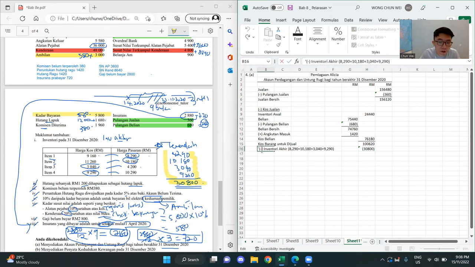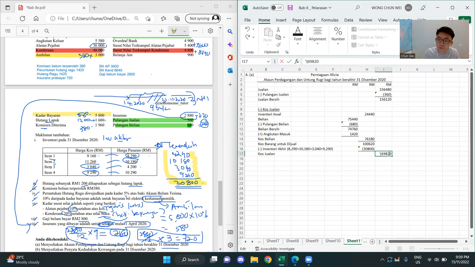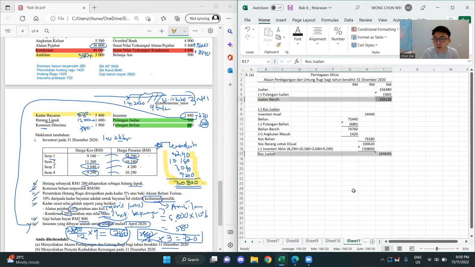This is the formula here, so you always minus out your inventori akhir in your kos column. Therefore I bracket it. After you bracket it, the amount you put here, you use the 100,620 minus the 30,800. This line, 69,820, is your figure after minus the inventori akhir, and this figure is your kos jualan. Can you see or not? From the top already say that we should minus. Therefore, this is your kos jualan. You have to bracket it because you should minus. So from here, you use your jualan bersih minus your kos jualan like that, so that you get your untung kasar.